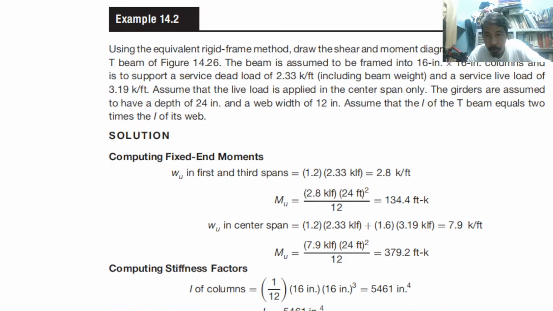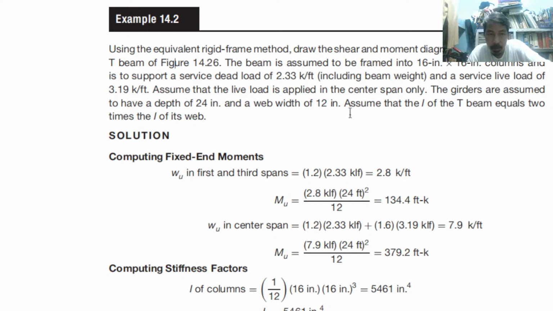So example number 2. Using the equivalent rigid frame method, draw the shear and moment diagrams for the continuous T-beam. Because of the integral slab and beam construction, the beam is assumed to be framed into 16 inches by 16 inches columns, and is to support a service dead load of 2.33, including the beam weight, and a service live load of 3.19.